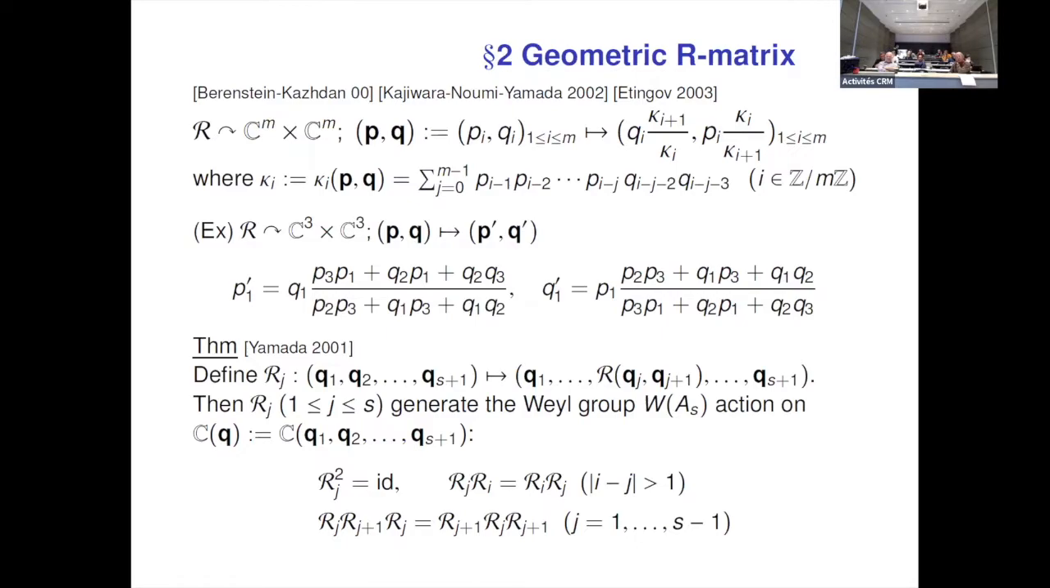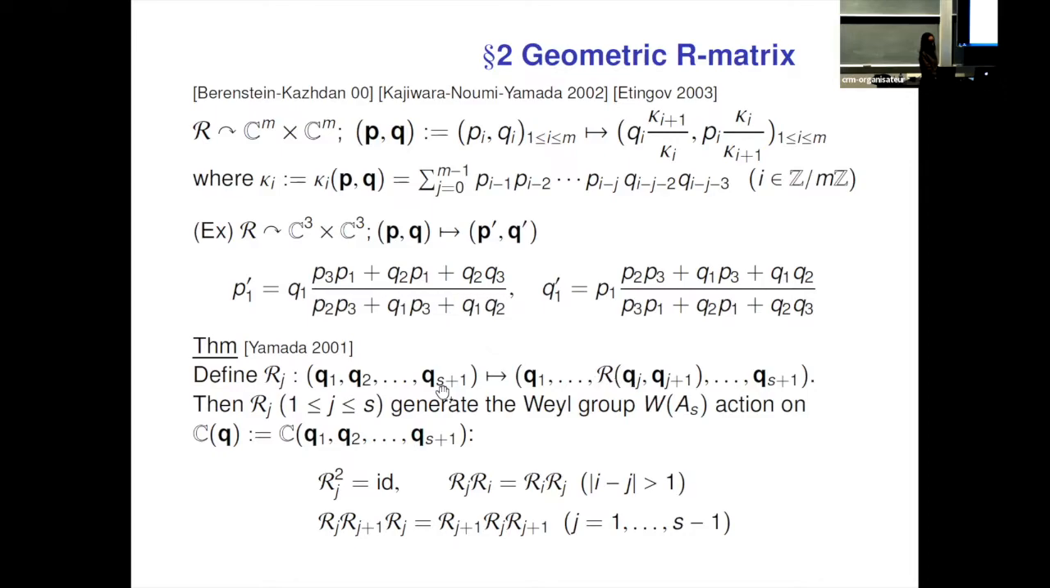So let's continue. Where I stopped. Okay. By this rational transformation for a pair of vectors, we generalize this to the action on an S+1 tuple of vectors of the same size M. So Rj acts on the j-th and (j+1)-th vectors like this.